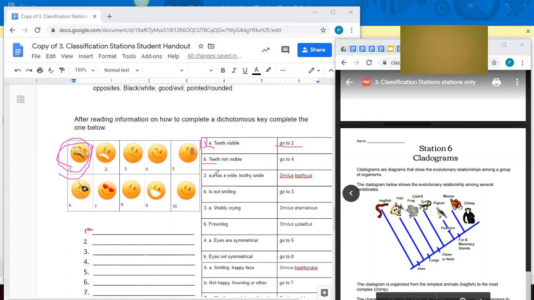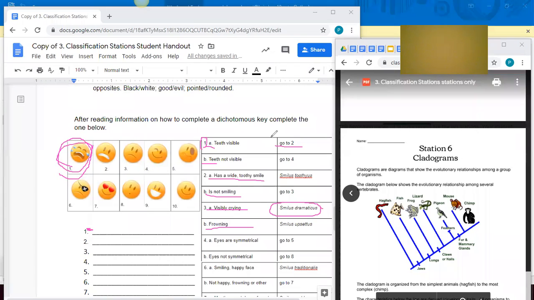Go to step 2. Does he have a wide toothy smile or is he not smiling? This is not smiling. This is me during this COVID stuff. Go to step 3. Is he visibly crying or is he frowning? So since I see tears, sometimes I've seen tears for my 9-year-old this week for sure, visibly crying, and I visibly see tears, I now have no more steps to follow because I have reached a conclusion of what that emoji species name is. So he is Smilus dramaticus. I know a couple of Smilus dramaticuses myself.